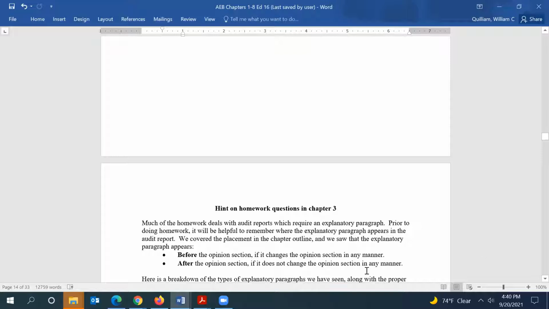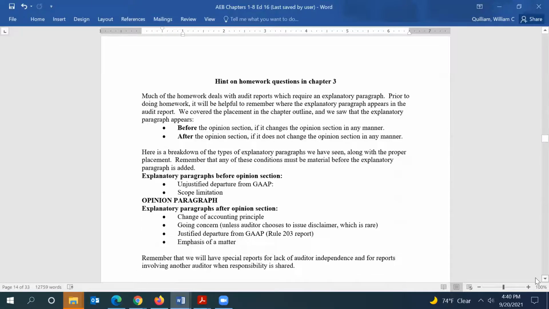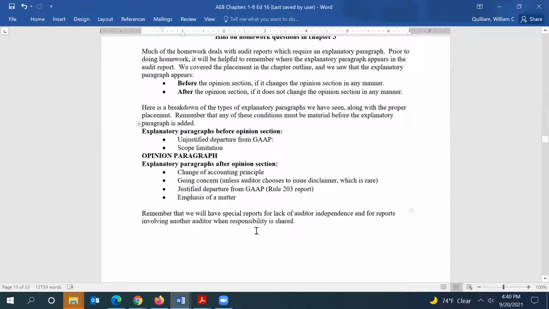And it's about little hint homework questions where this explanatory paragraph goes, before the opinion section or after. So I've got them all here. And I think that's what you're referring to, or want to see where all these were. And then turn to the book for the details, see the report itself. Got it.